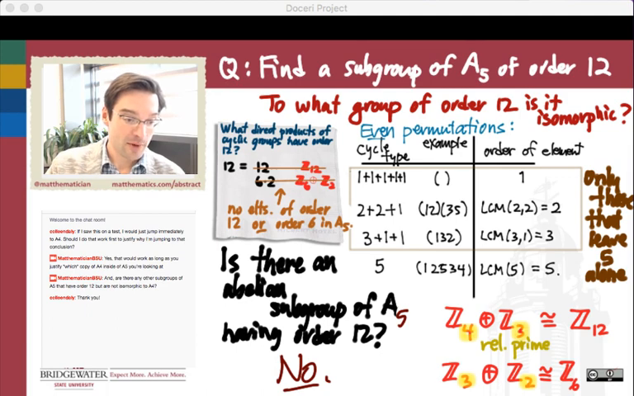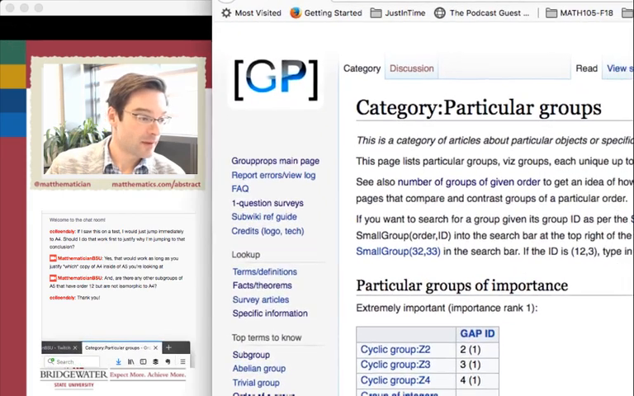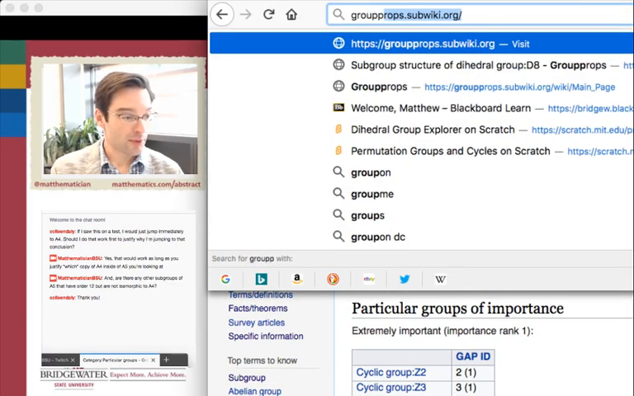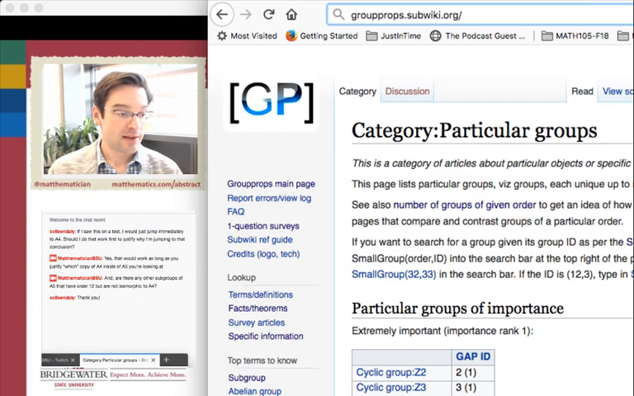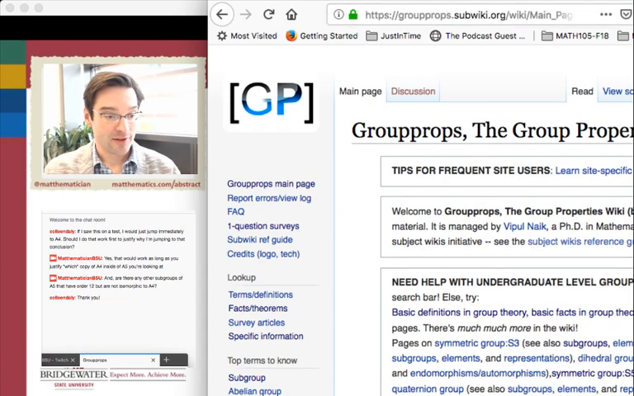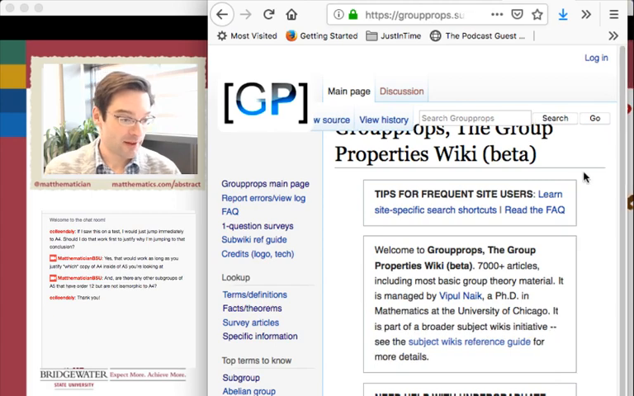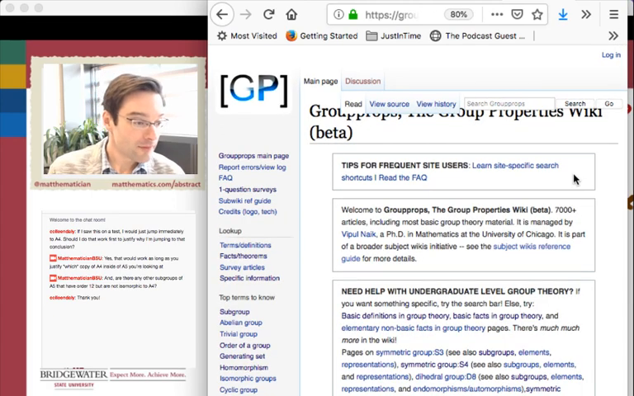So if I want to find groups of order 12, here's what I'm looking at. We can find this website at groupprops.subwiki.org. So this is what it looks like. It looks just like Wikipedia. It's just the Wikipedia for group theory, basically. And so I'm just going to do a quick search. Groups of order 12.